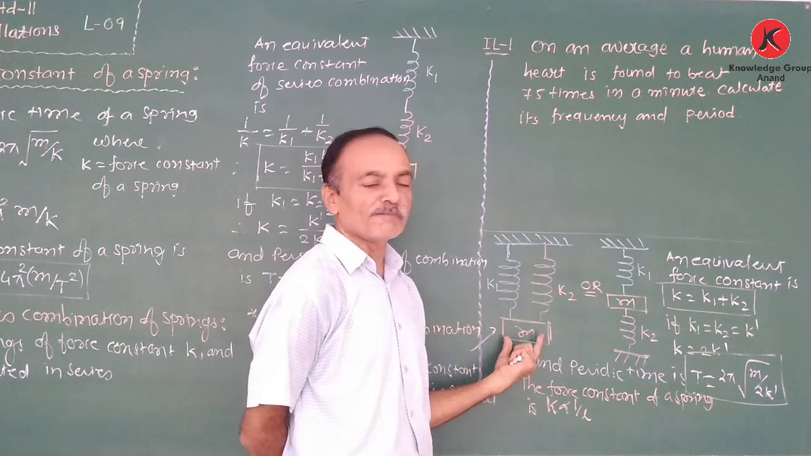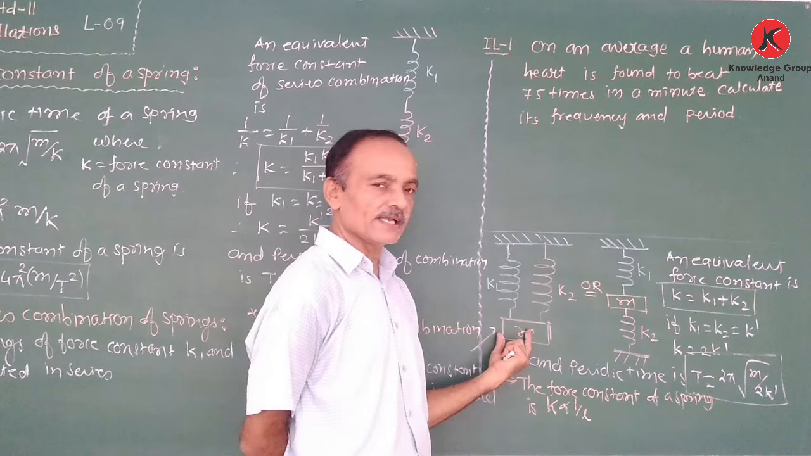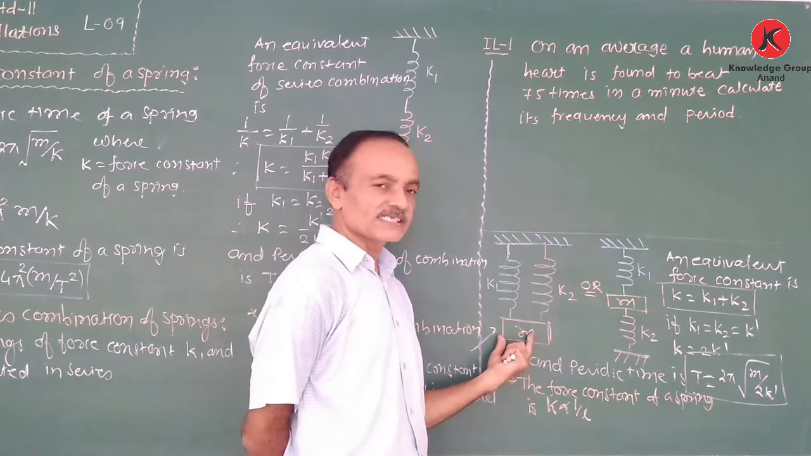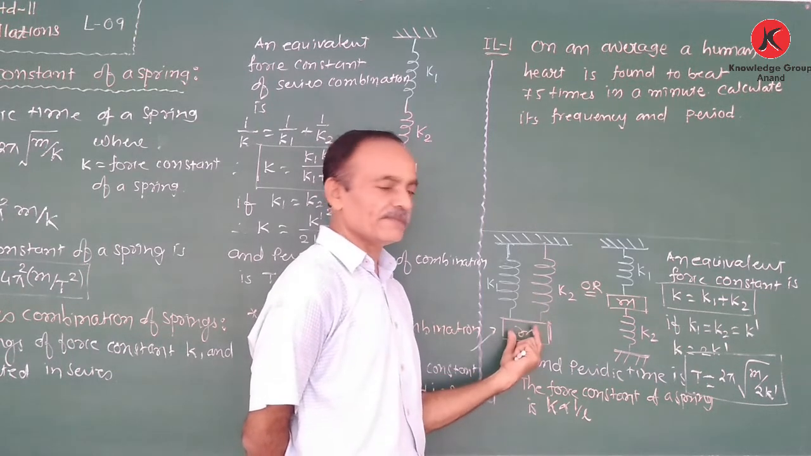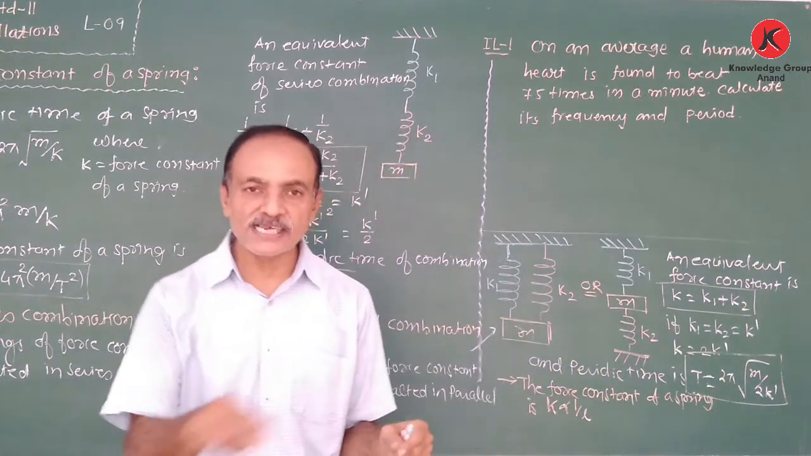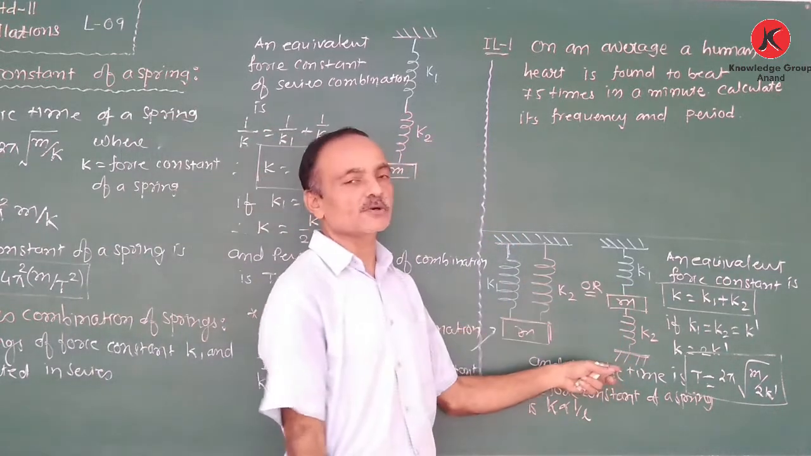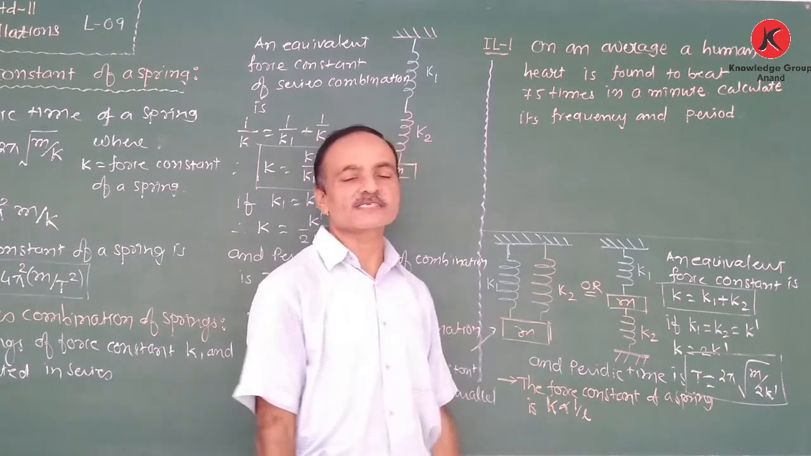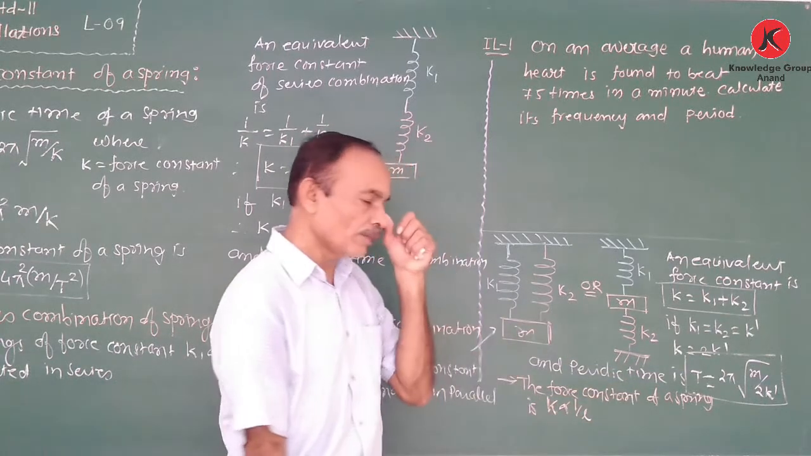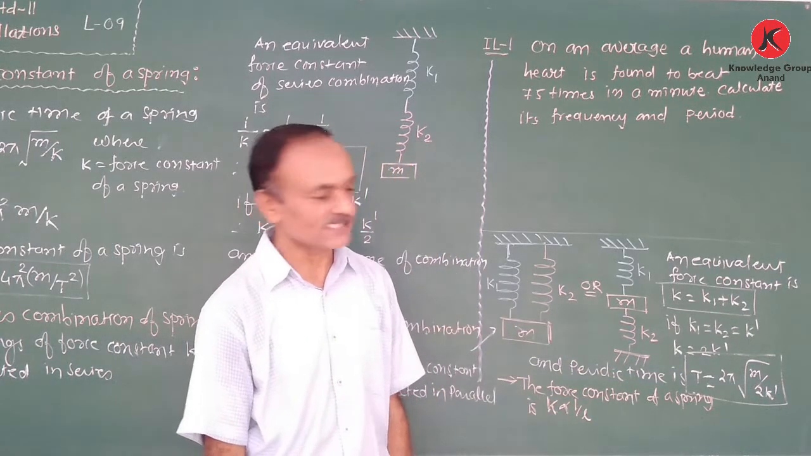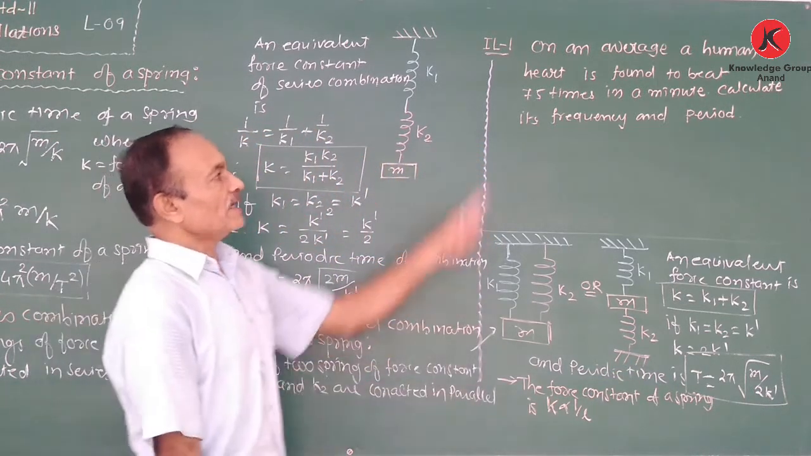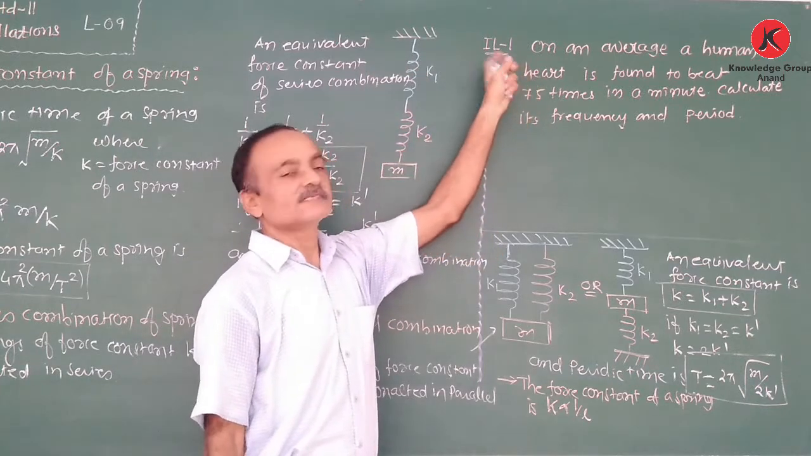So this type of combination is also a parallel combination. At the both ends of the springs, the body is suspended and free to oscillate. Or if the body is connected between the two springs and free to oscillate between them, here also it is a parallel combination. So force constant K is equal to K1 plus K2, and the period of oscillation T is equal to 2 pi under root of m upon 2K dash. Clear? Okay. Now, here is the first illustration of this chapter.